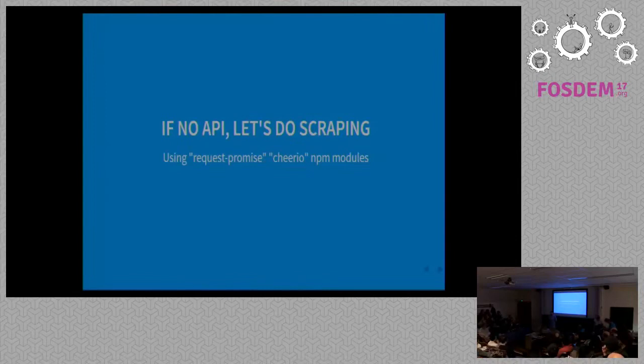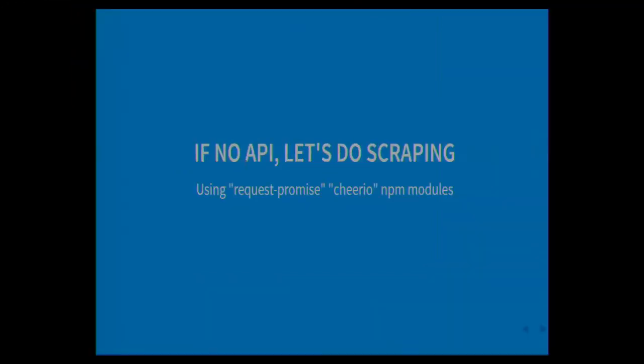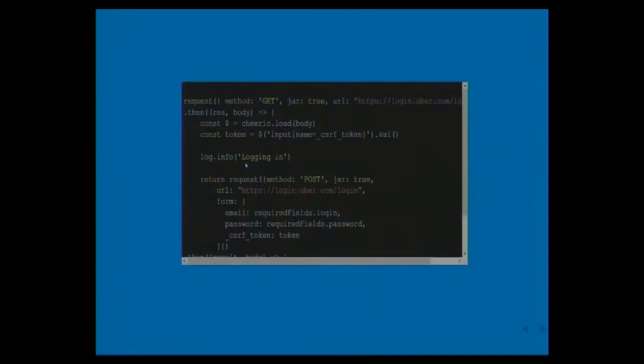Web scraping is simulating a web browser and trying to pick the data that interests you. For that, you have some npm packages, which are JavaScript packages to help you. You have request-promise, which will help you to get data from the web in the form of an HTML page, and the Cheerio package, which will parse the HTML page and let you, with some jQuery selectors, select the data you're interested in.